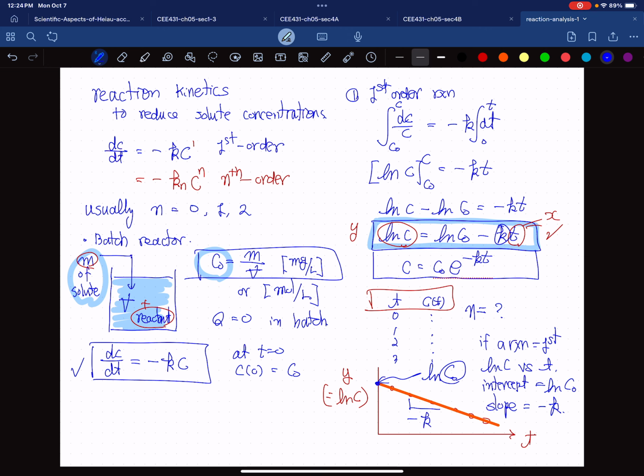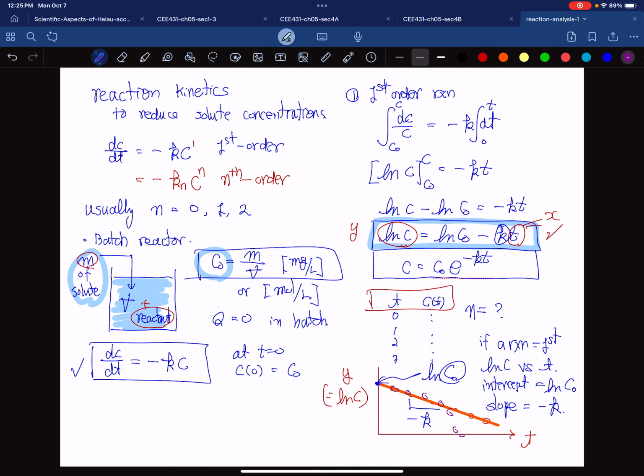Assuming that this reaction is first order, there could be a case where, unfortunately, your data points look like this. Then you could conclude that this reaction looks linear when time is early. However, at the end, it is deviating from the straight line. So you should conclude that the reaction is not first order.